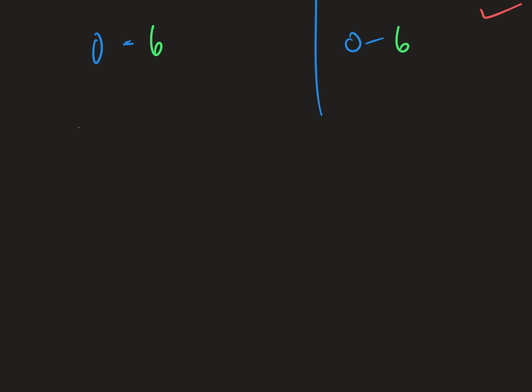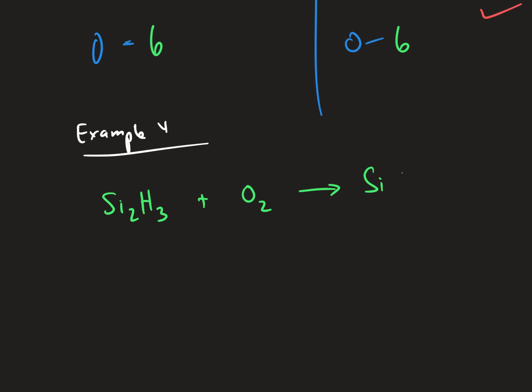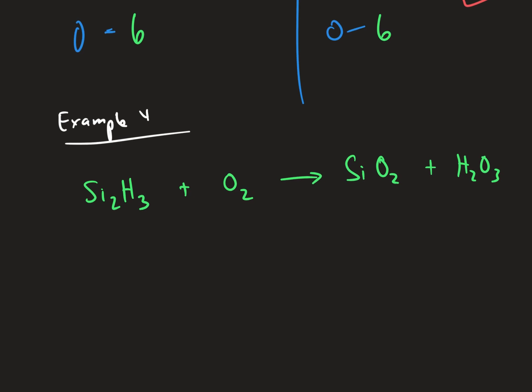Example 4. So we have Si2H3 plus oxygen, which is O2, gives us SiO2, silicon dioxide, and H2O3. All right.